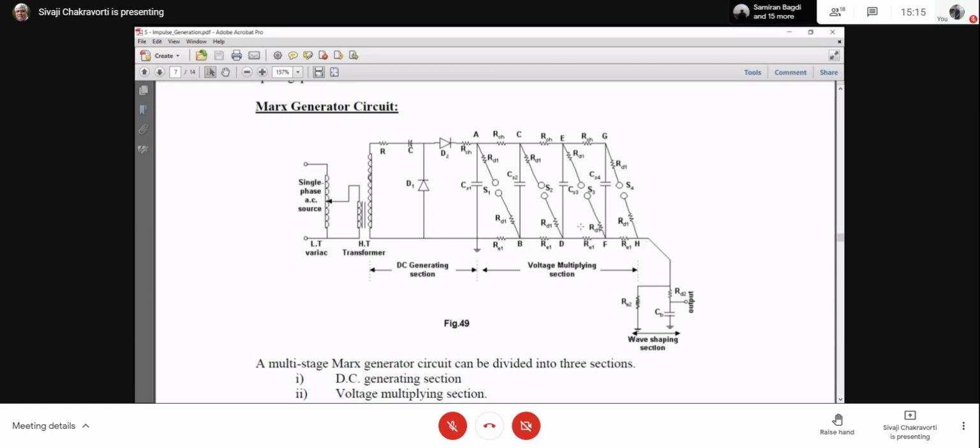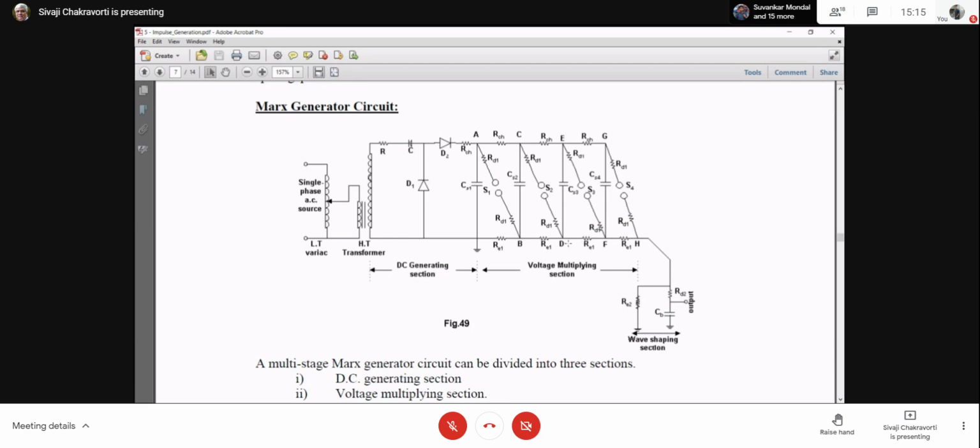But now, the moment S1 breaks down, the point A is immediately connected to B, and then CS1 and CS2 immediately are in series. So the voltage across S2 becomes 2V, and then it will automatically fire because of the very high voltage. Then the voltage across S3 will become 3V, it will fire. Voltage across S4 will become 4V, it will fire.